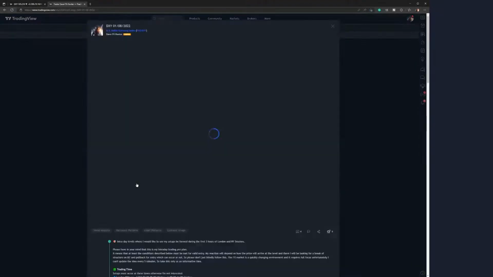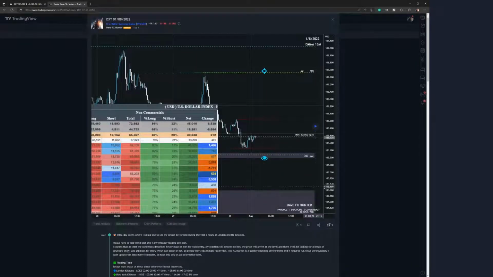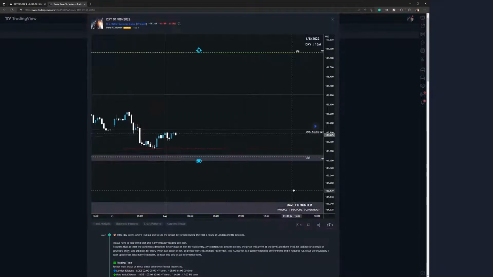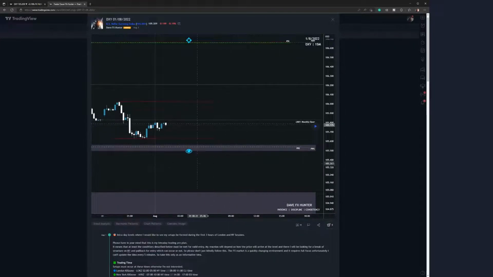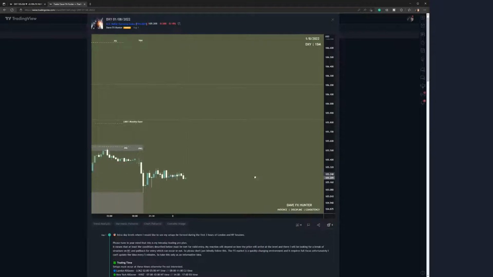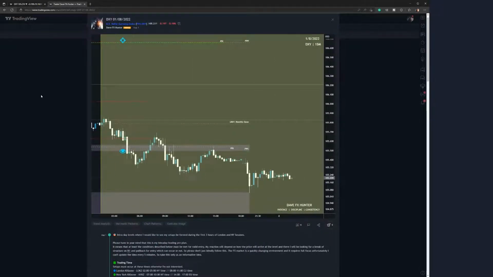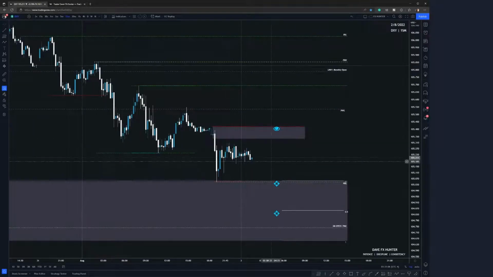Then we were watching the dollar index for the confirmation and for the retest of the previous day's lows, and some reaction here and potential reversal. However, it did not happen and price continued down, right? So we are where we are right now.